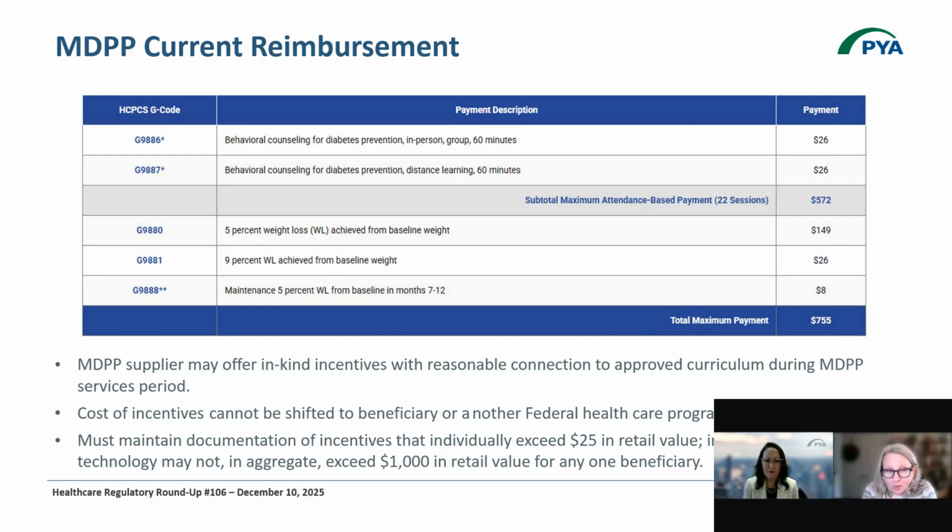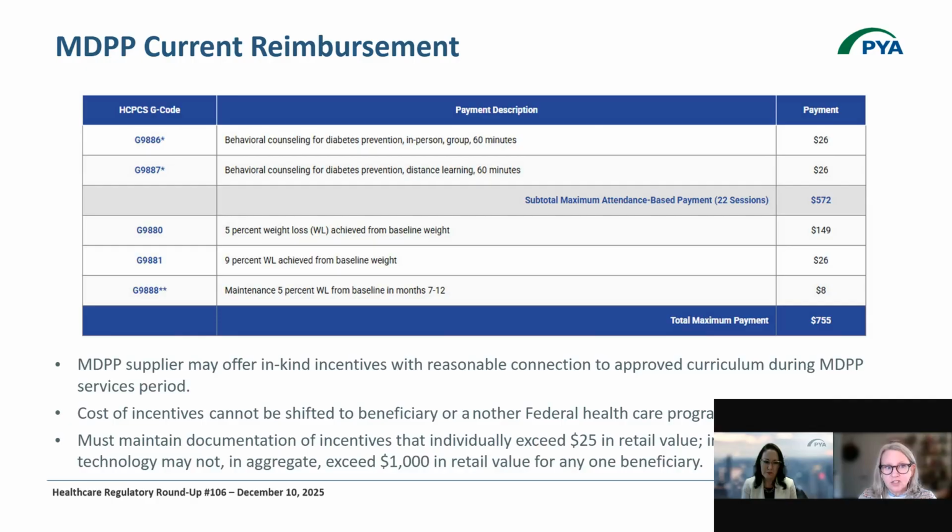And remember, it's $26 per beneficiary. So if you have 10 people in the room or 10 people online, then you're going to be paid $260, assuming they're all Medicare beneficiaries who qualify. And we've allowed both in person as well as what they call distance learning. So it's real time. It's like we're doing distance learning right now, for example, because it's real time. But you could provide those services and receive that reimbursement.